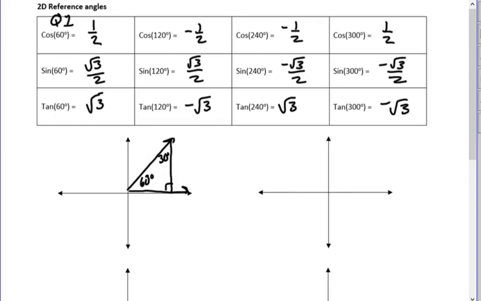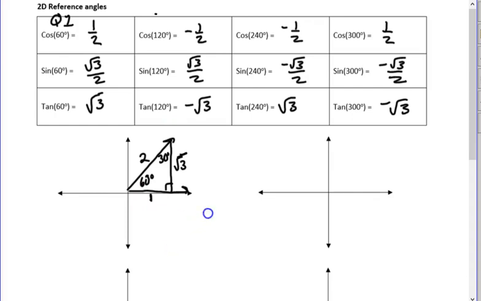So we can label the sides. The short side opposite the 30-degree angle is 1. The longer side, opposite the 60-degree angle, is square root of 3, and the hypotenuse is 2. So we can see using SOHCAHTOA that cosine of 60 is adjacent over hypotenuse, 1/2. Sine of 60 is opposite over hypotenuse, square root of 3/2. And tangent is opposite over adjacent, square root of 3/1. So that's where these three numbers come from. And they're all positive. So there's our quadrant 1 angle.